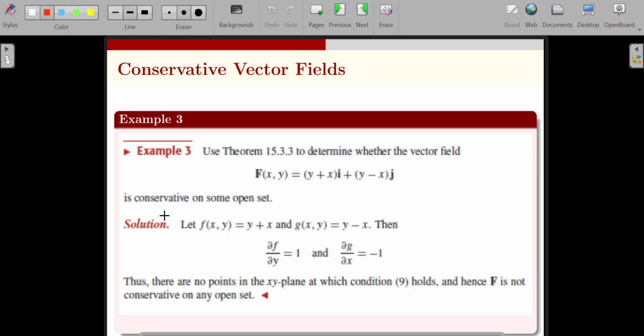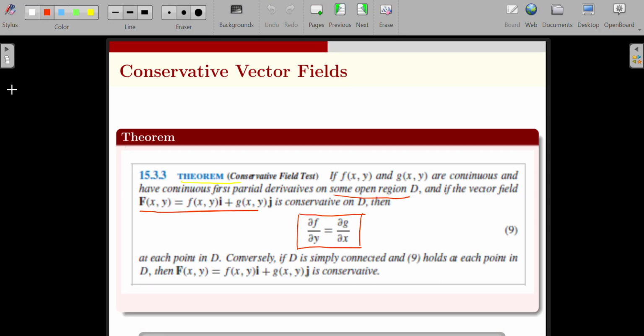Now let us move on to an example. In this, we are asked to determine whether the vector field F(x,y) = (y + x)i + (y - x)j is conservative on some open set. Since open sets are clearly simply connected, regions without holes, what we need to check is whether ∂f/∂y is equal to ∂g/∂x. Since the region is simply connected, if ∂f/∂y equals ∂g/∂x, then by this conservative field test, F will be a conservative field.